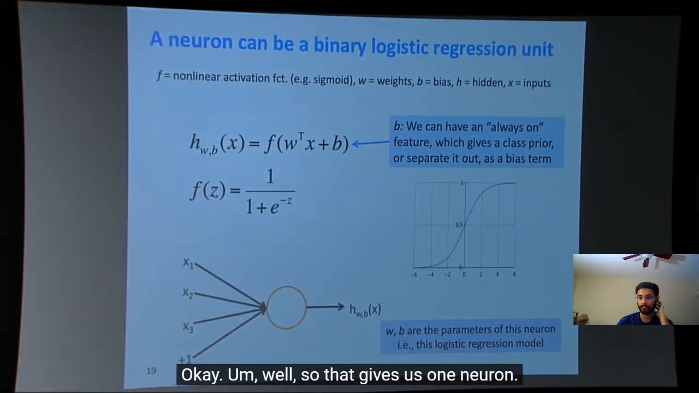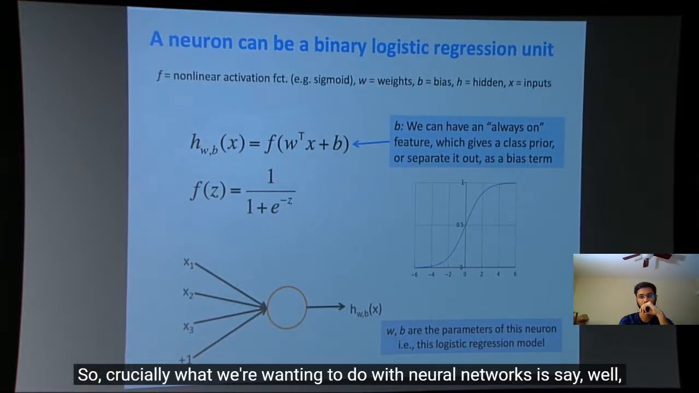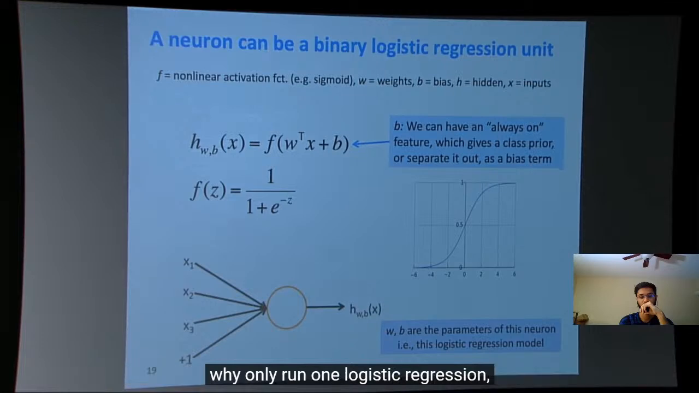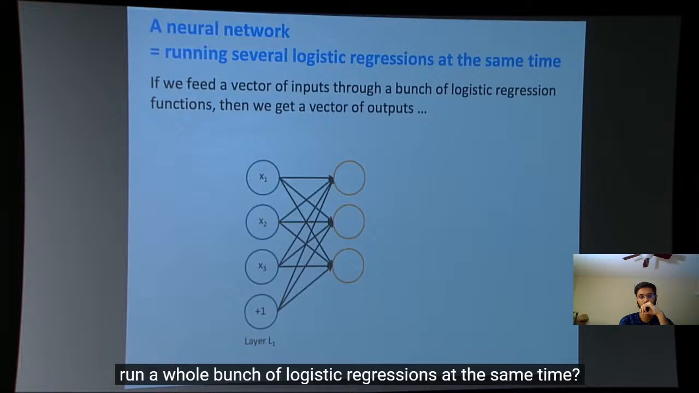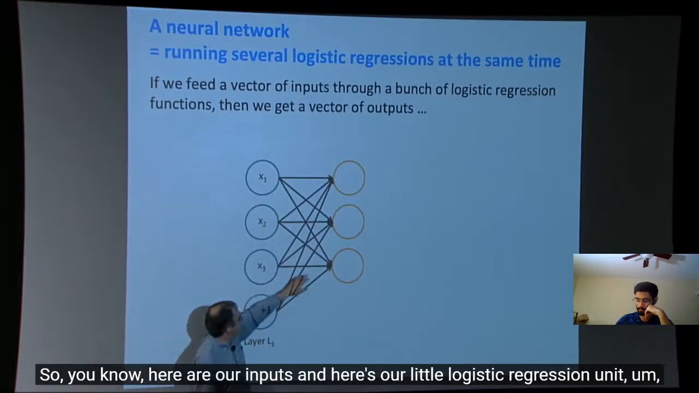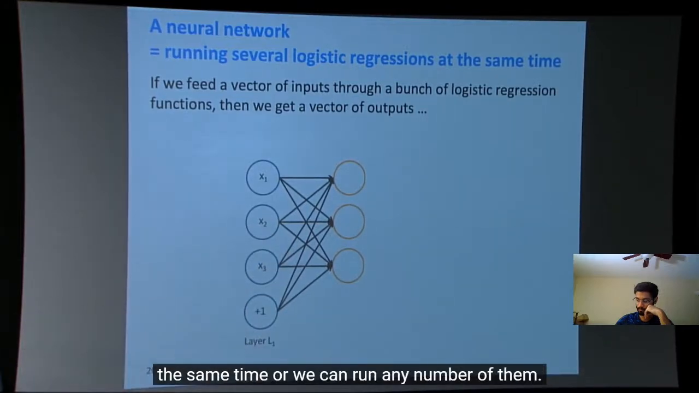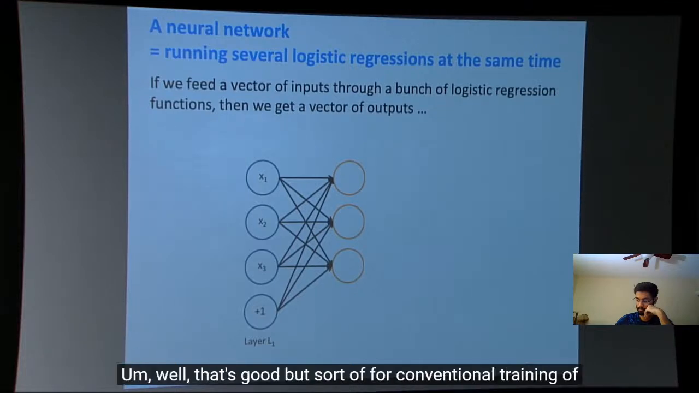Okay, well, so that gives us one neuron. So one neuron is a logistic regression unit for current purposes. So crucially, what we're wanting to do with neural networks is say, well, why only run one logistic regression? Why don't we run a whole bunch of logistic regressions at the same time? So, here are our inputs, and here's our little logistic regression unit, but we could run 3 logistic regressions at the same time, or we could run any number of them.